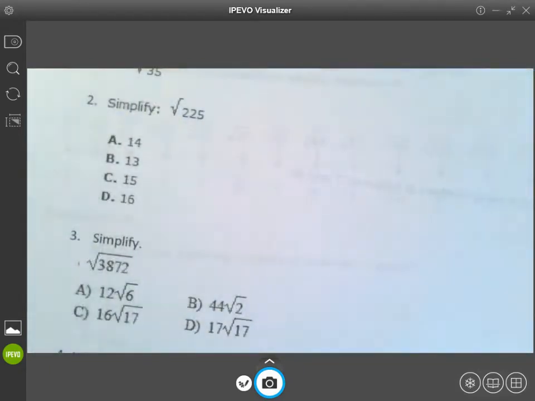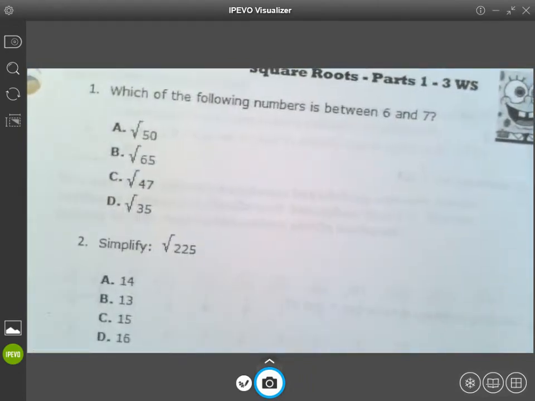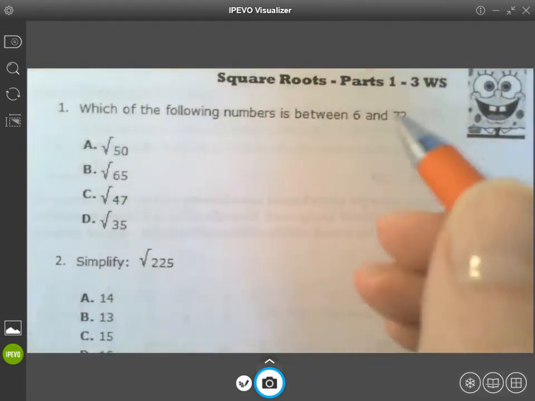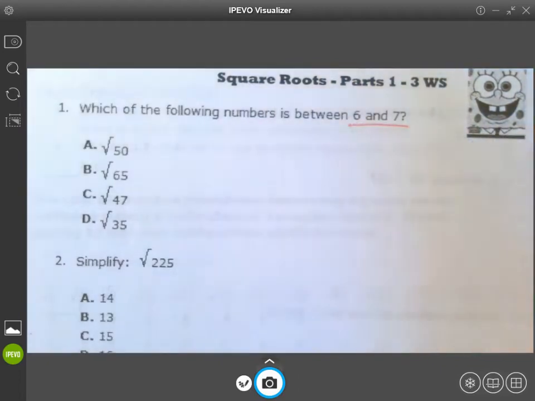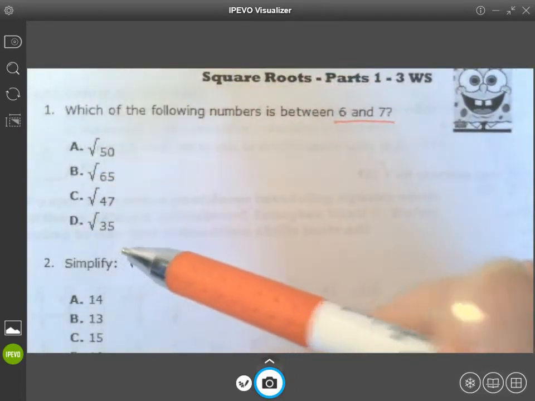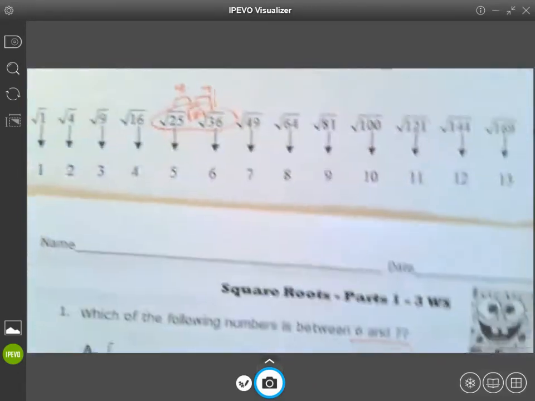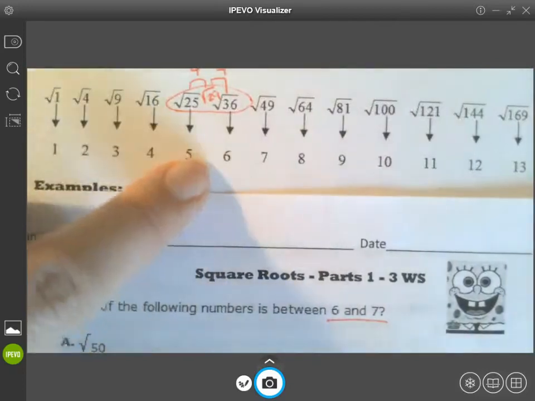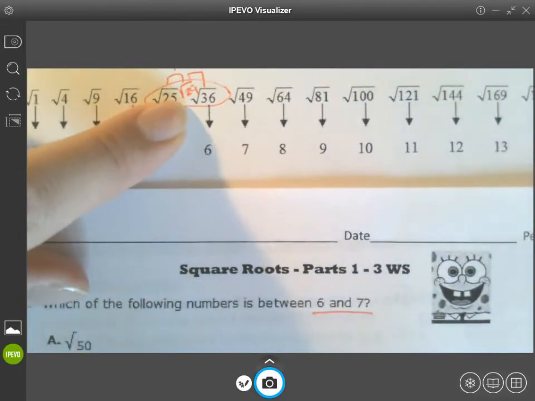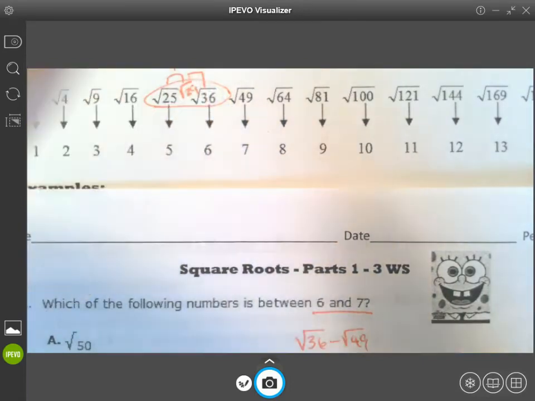Okay, so what you're going to work on now is your A20, and you can see it's the same thing. What are the following numbers between 6 and 7? You guys have 2 options. You can plug these in your calculator, or you can look at your perfect squares, and that 6 goes with 36, and 7 goes with 49. So it should be between the square root of 36 and the square root of 49. That's what I'm looking for.